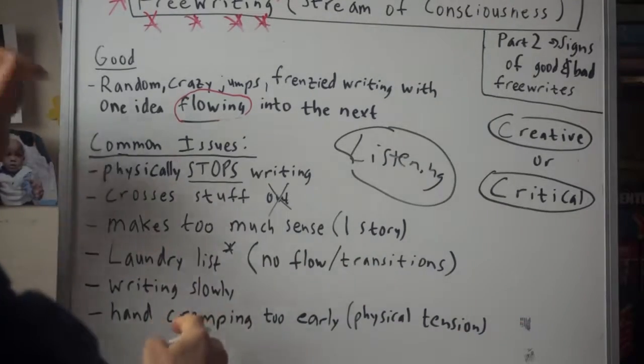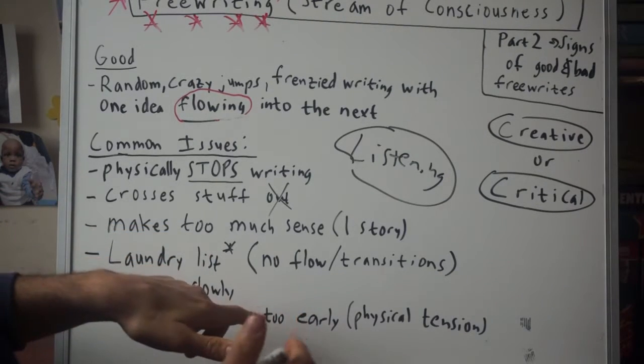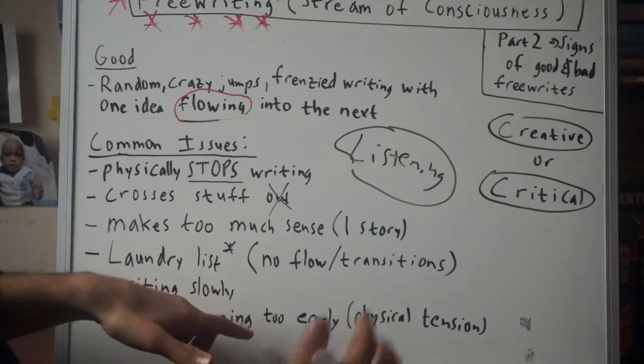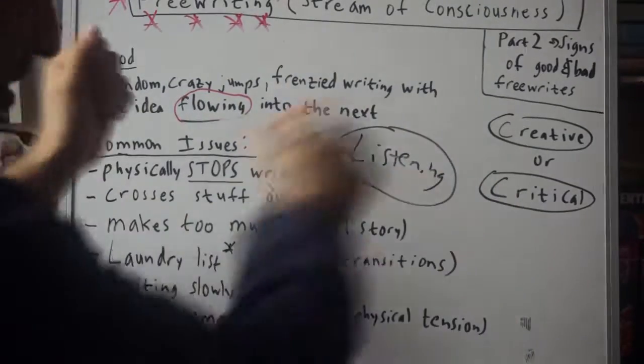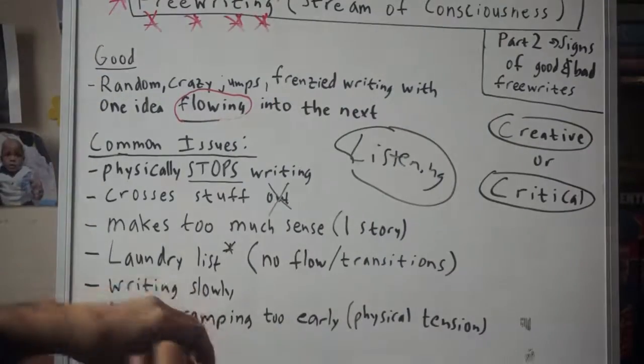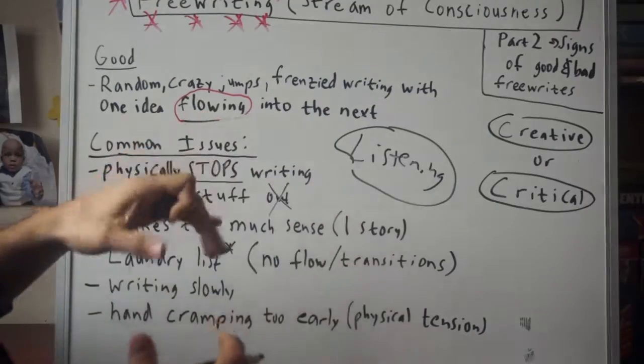So pay attention if you find your hand really cramping, because that might indicate you're not breathing, you're not doing a lot of other stuff, and this critical side is like, oh gosh, I gotta write really fast or else I'm not flowing and not free writing. Okay, so it should feel like a fun, relaxed, flowing exercise, almost like a meditation.